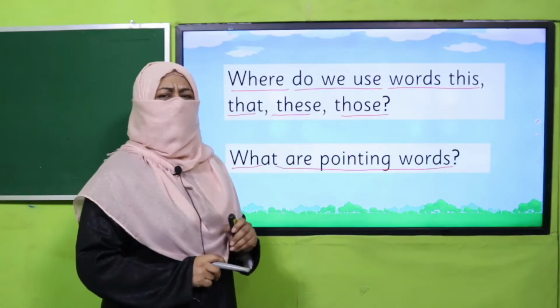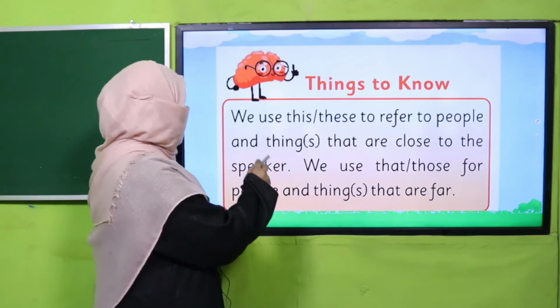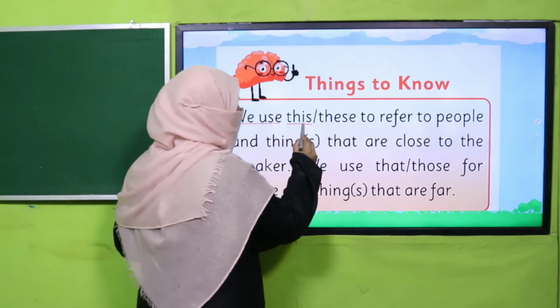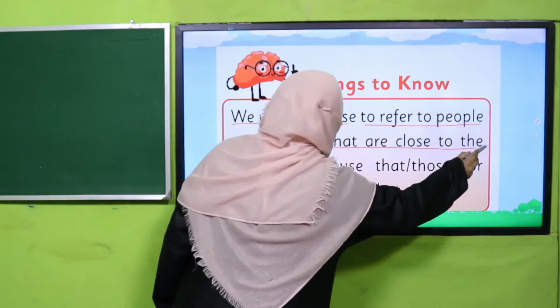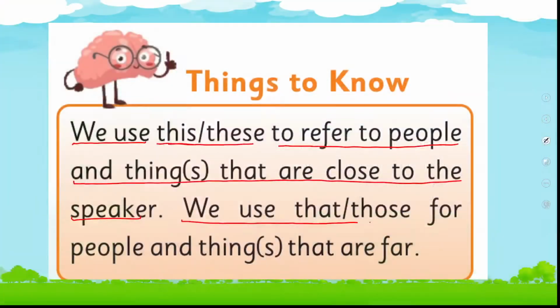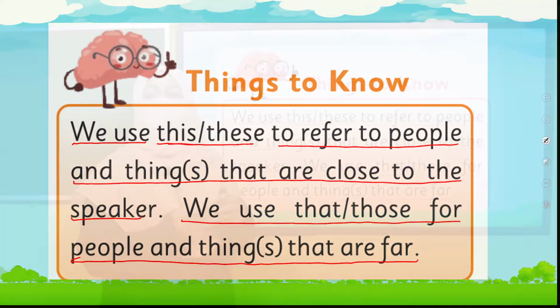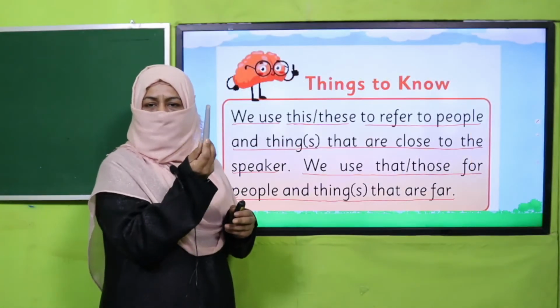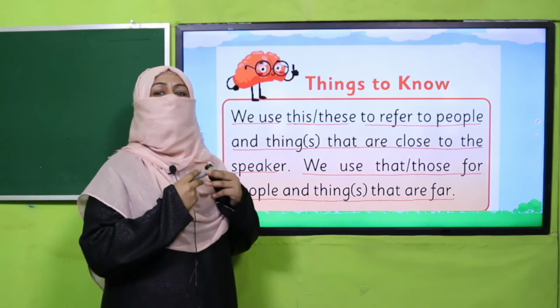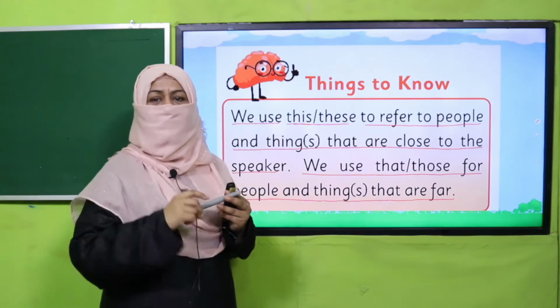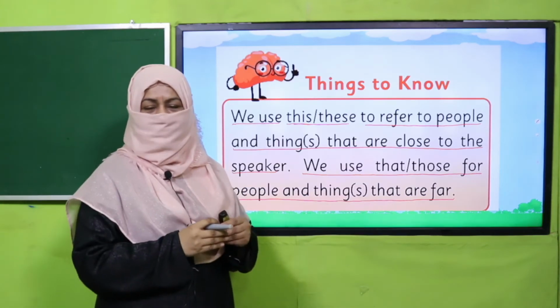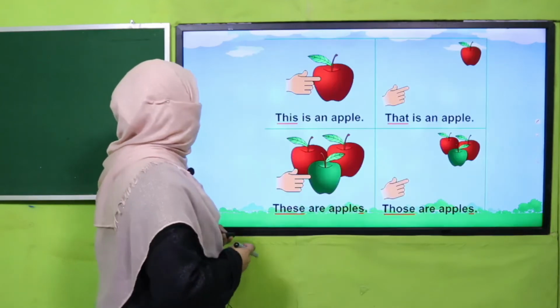Yes, my dear students, I hope you have answered correctly that we use this and these to refer to people and things that are close to the speaker, and we use that or those for people and things that are far from us. Right? If something is close to you, you will say this. This is a marker, this is close to me. And if something is far from you, you will say that. That is a wall, because the wall is far from me, right? So this is how we use this and that.